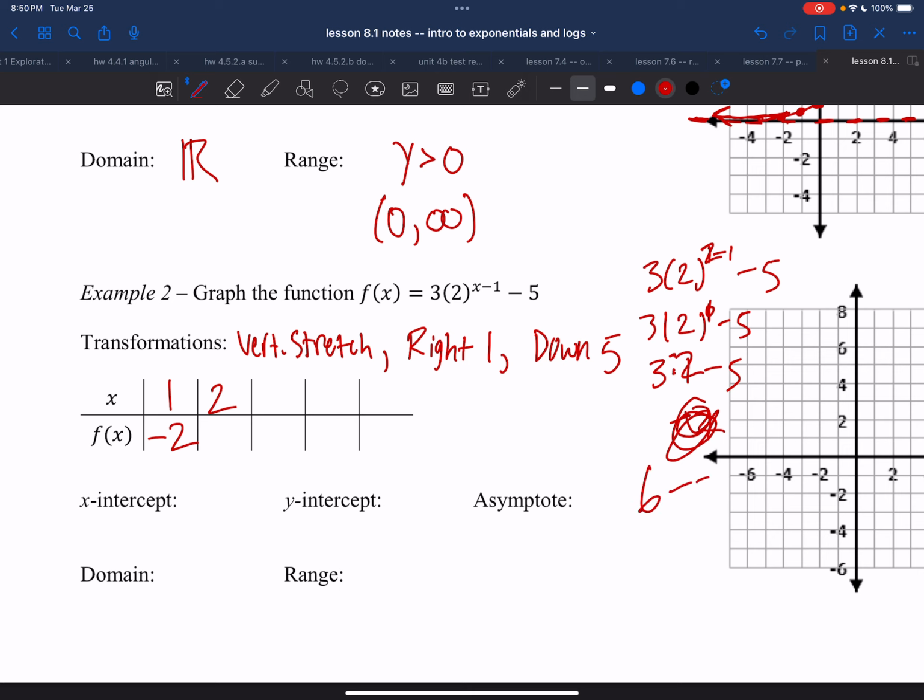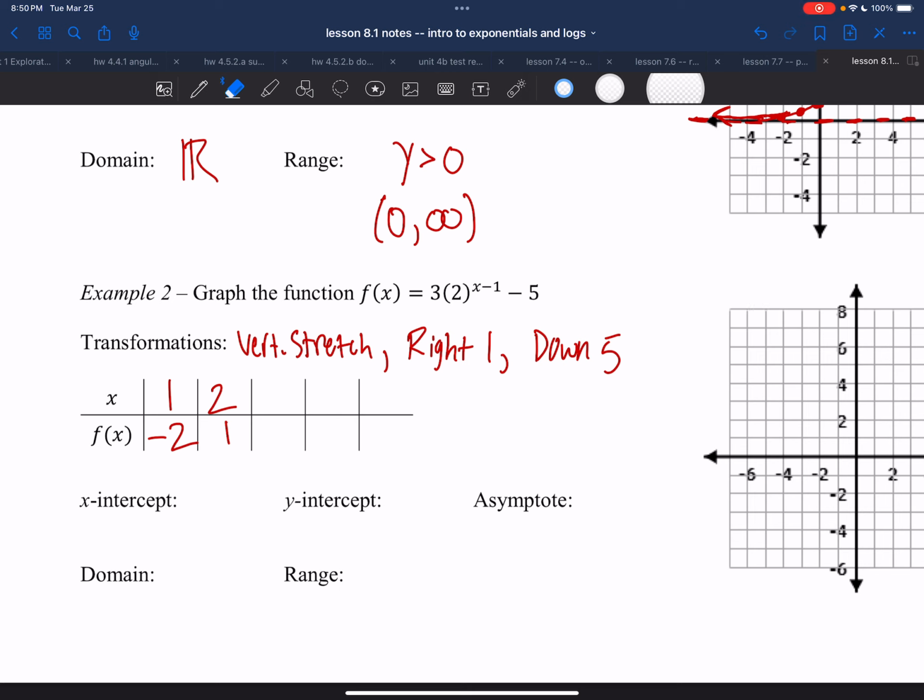So this is now 6 minus 5, which is now 1. Okay, let's do one more. Let's plug in 3. Happy days. 3 times 2 to the 3 minus 1 is 2.